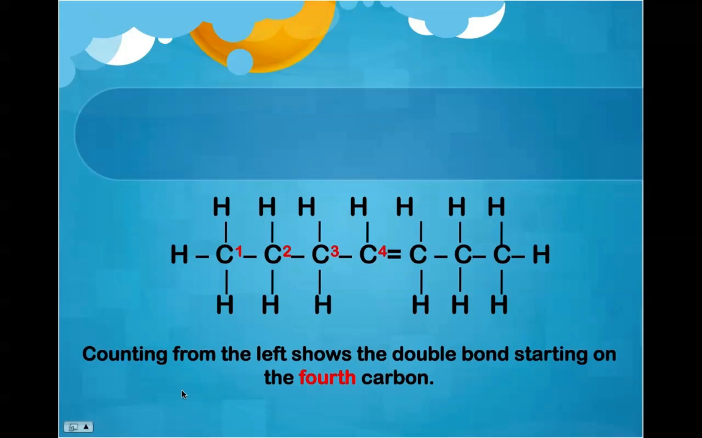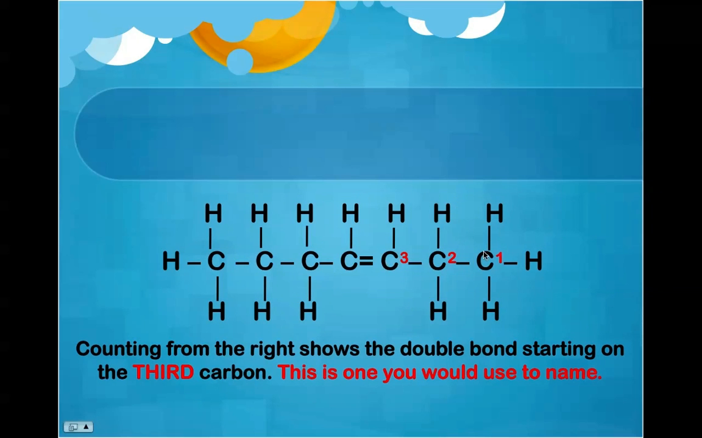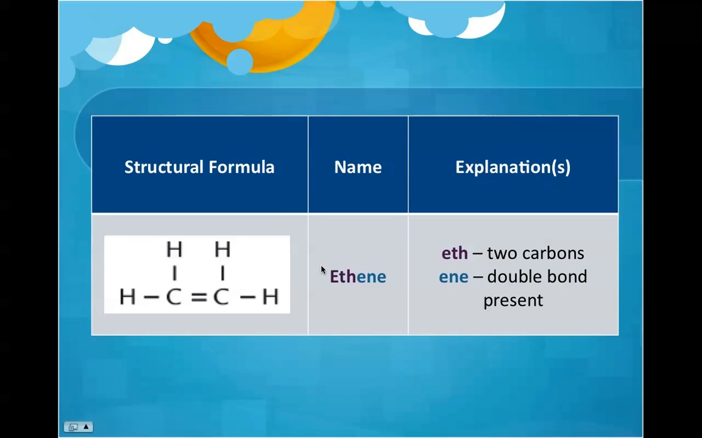Before we do, do not draw this in your notes. If we're counting from the left and we're looking at this double bond in our alkene, we can see that it falls on the fourth carbon. However, if I count from the right, I put a lower number on the carbon with the double bond. So in this case, we would want to go from the right, because 3 is lower than 4. For this first one, this explanation is just pointing out where these parts come from. You don't need to have that in your notes.